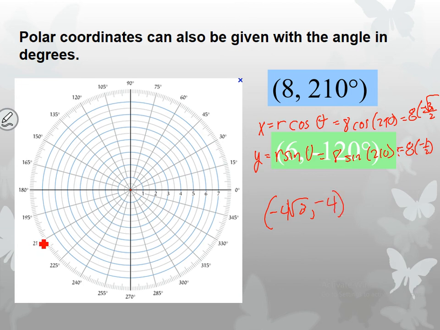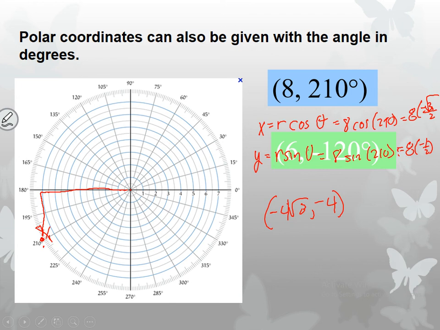So this point right here, that's the circle of radius 8 at 210 degrees. If you were to travel that distance, negative 4 root 3, and then down 4 units, it gets you to the same spot. Okay? So that's how you convert from polar to rectangular.